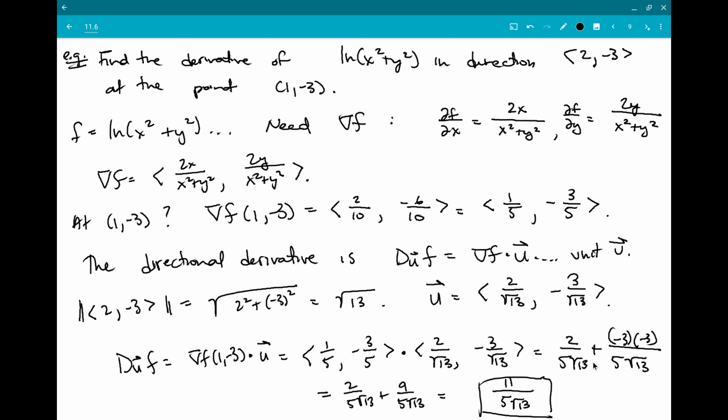Kind of trying to interpret this, what we're saying is that if you were standing on the surface of z equal to natural log of x squared plus y squared at the point 1 comma minus 3, and then you started to take 2 steps in the x direction and minus 3 steps in the y direction, the value of z would go up by this much in the very first instant you take that step. That's kind of what a directional derivative is doing.